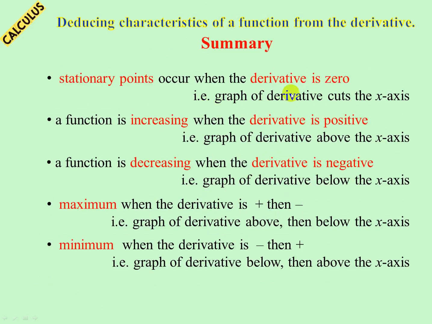Summary. Stationary points occur when the derivative is 0. The graph of the derivative cuts the x-axis. Function is increasing when the derivative is positive, in other words, the graph of the derivative is above the x-axis. Function is decreasing when the derivative is negative, in other words, the graph of the derivative is below the x-axis. Maximum when the derivative is positive, then negative: going upwards for positive and downwards for negative. Minimum when the derivative is negative, negative gradient, then positive gradient.